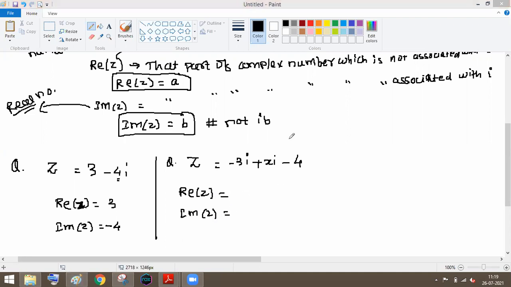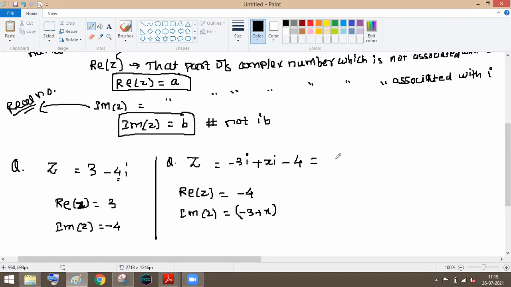Yes, Dasmeet, tell me what is the imaginary part of Z? The real part will be minus 4. What about the imaginary part, Dasmeet? Minus 3. Not minus 3 only, and plus X. Minus 3 plus X will be your imaginary part.